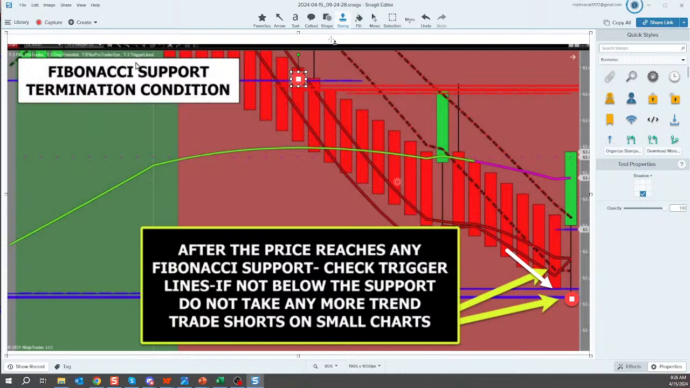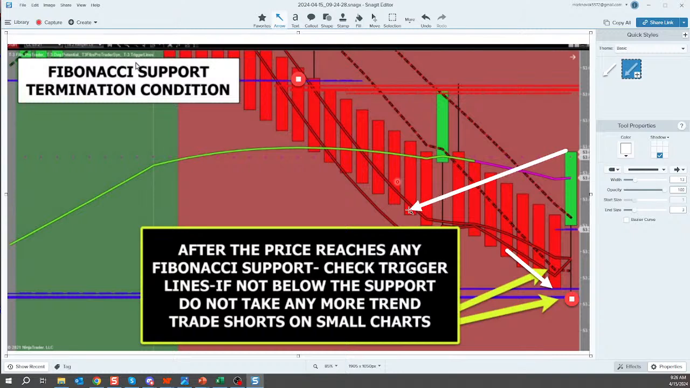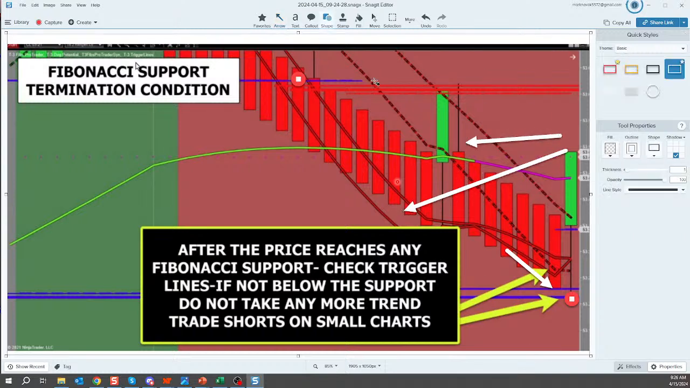But what I do know is that when my small triggers and my large triggers get below an area of support, well, it behaves as resistance. The area is now broken. When both lines of the small and the large get to the other side of the problem area, the area is broken. Fibonacci support behaves as resistance.